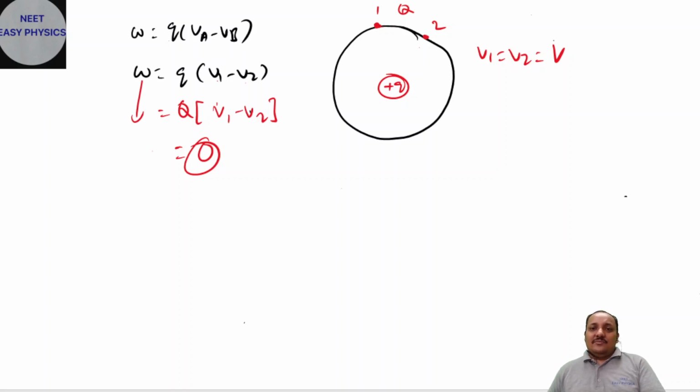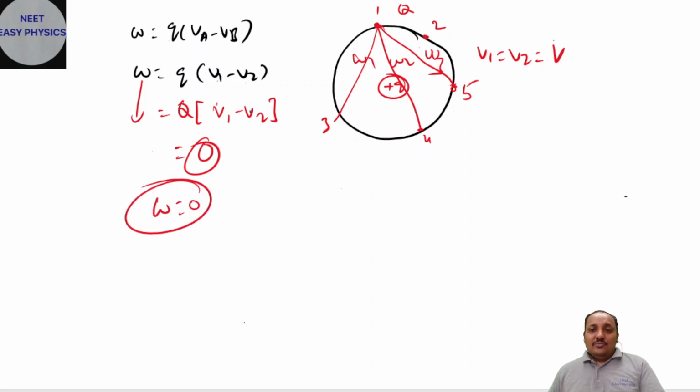Not only 1 to 2, so 1 to 3, so 1 to 4, so 1 to 5. So like this they will ask W1, W2, W3. So what is the work done among all these cases? Work done is 0. To move any charge on the equipotential surface, work done is 0.